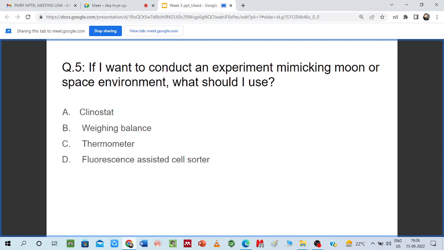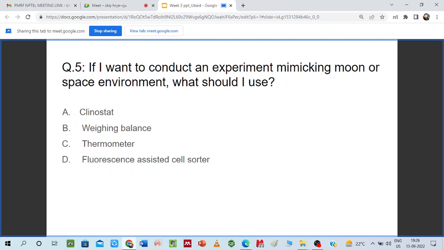If I want to conduct an experiment mimicking the moon or space environment, what should I use? Clinostat, weighing balance, thermometer, or fluorescence-assisted cell sorter? Yes, most of you have answered correctly.